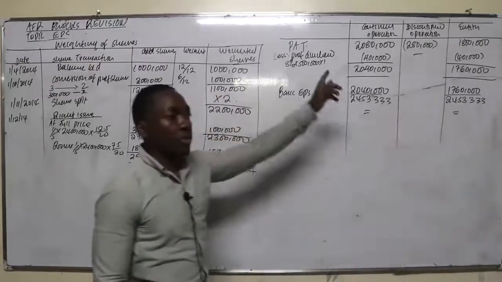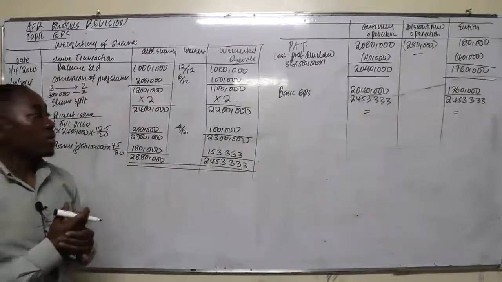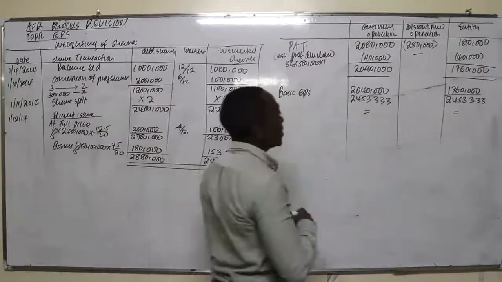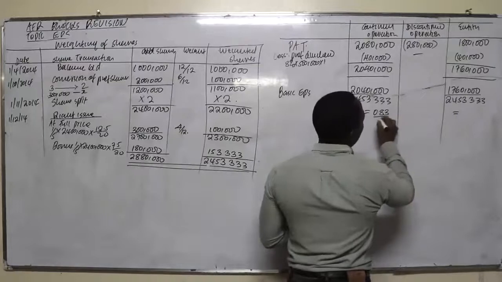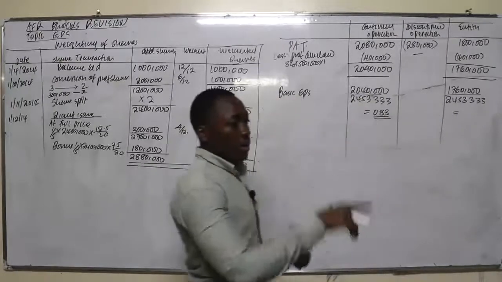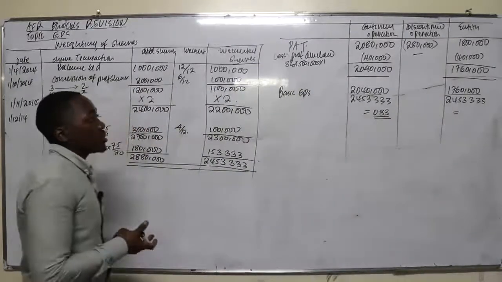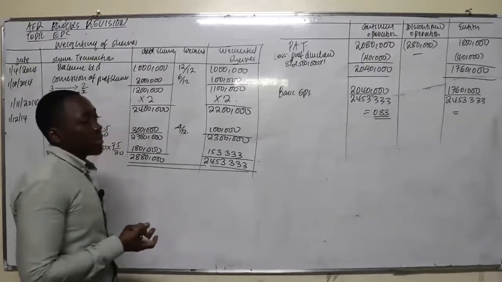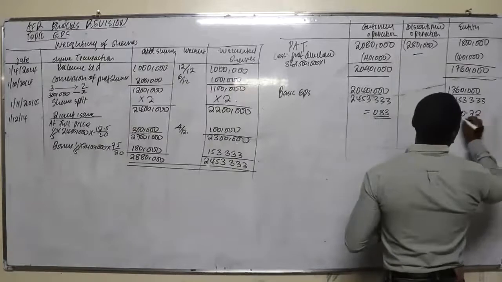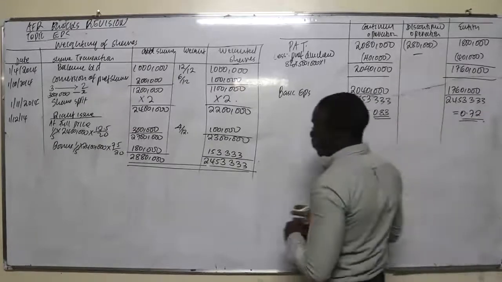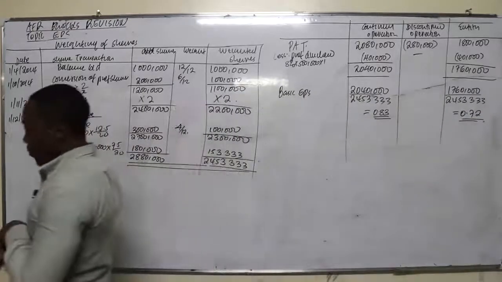24, 53, 33, 33. So for the continuing, it'll be how much? It should be higher than for the entity. 0.83. What about for the entity as a whole? Should be lower because of the loss of the discontinued operations. 0.7. You can take a screenshot of that.